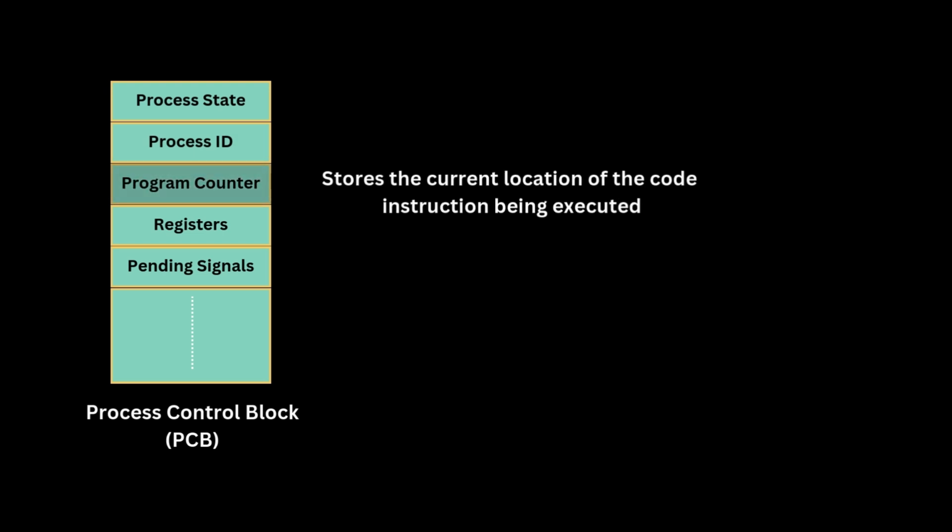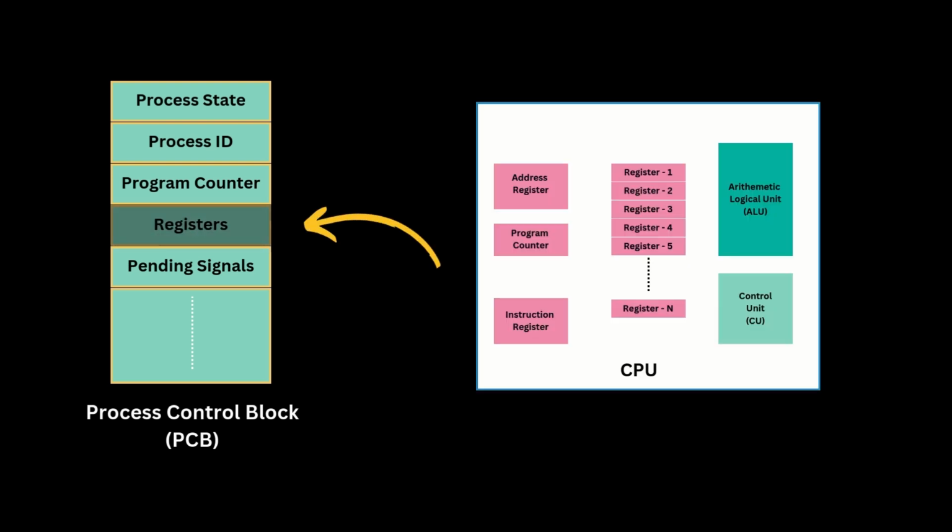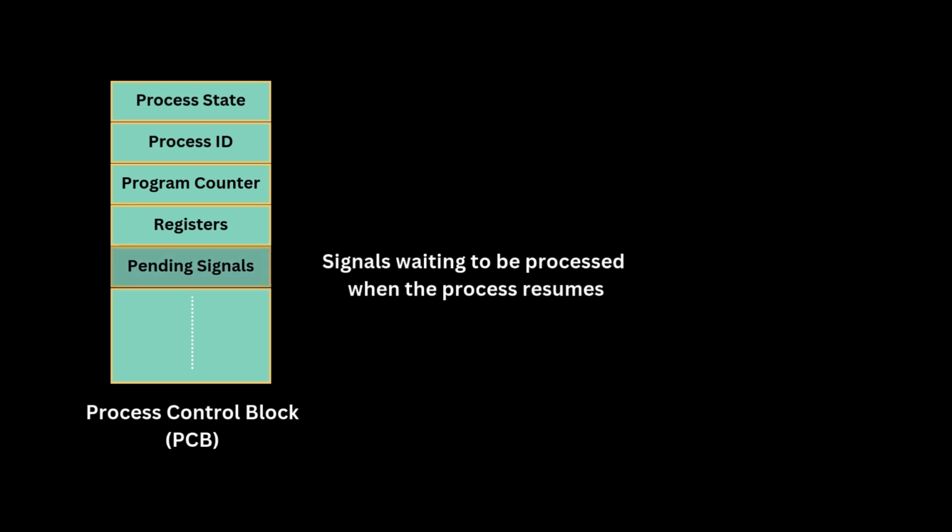Process state. It shows whether the process is running, paused, or in another state. Process ID. A unique identifier for the process. Program counter. Stores the current location of the code instruction being executed. Registers. Holds the data from the CPU registers when the process is paused. Pending signals. Signals waiting to be processed when the process resumes.